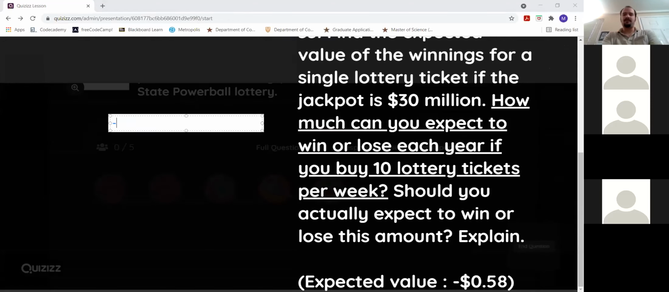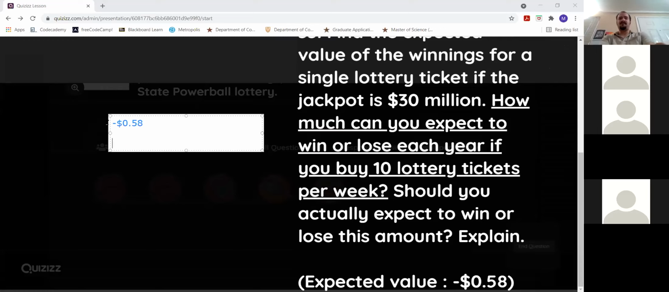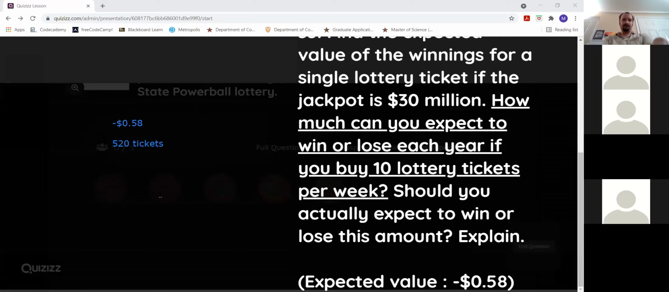Okay, so if we're going to lose 58 cents, and we're doing 10 lottery tickets per week for 52 weeks, that's 520 tickets. How much are we going to expect to lose? An exact amount should be money, to 2 decimal places. That is the last thing I'll ask of you today. And you should expect to lose this.